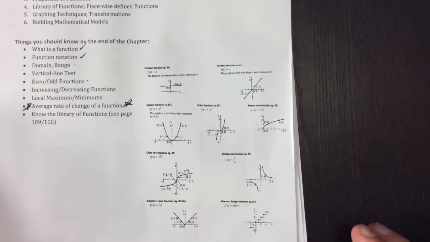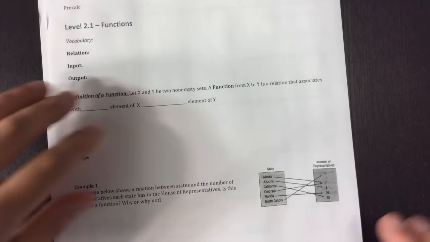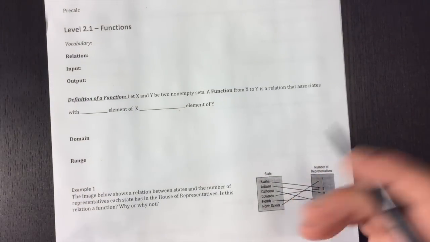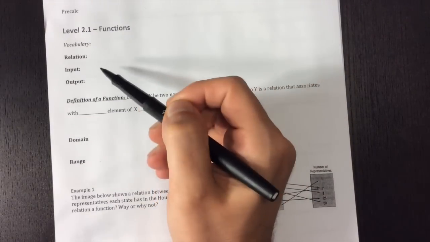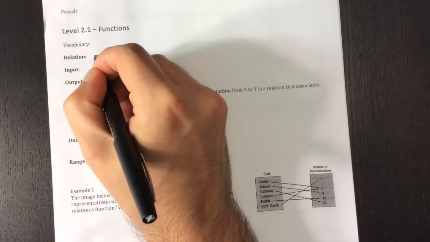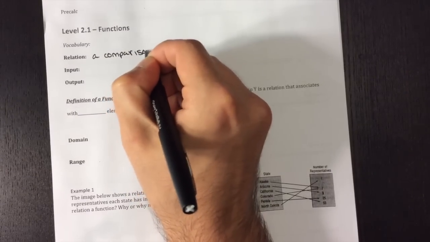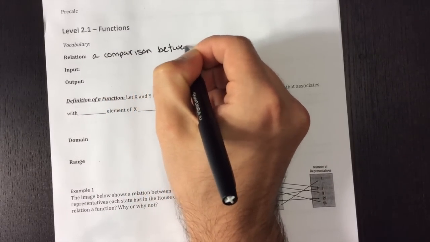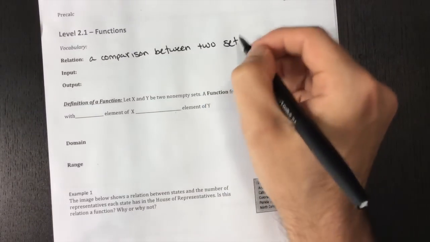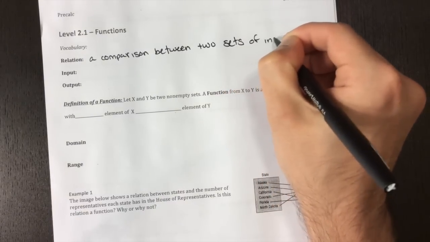So moving into level 2.1, we're going to get into the basic definitions of a function. First things first. With functions, the first thing we talk about are relations. And that's just a comparison between two objects. And by objects, we can define it even more vaguely as two sets of information.